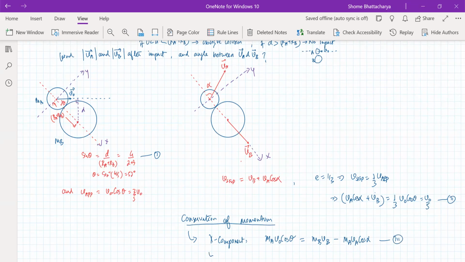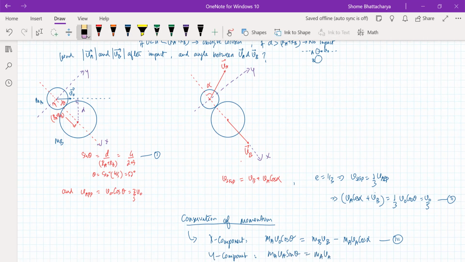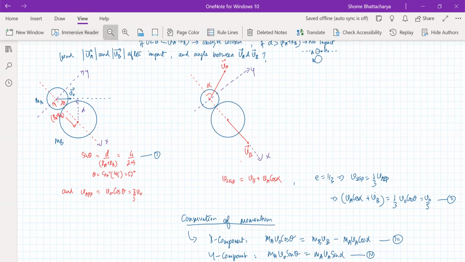Right? And along the y-axis, it will be a very simple equation because B is not involved along the y-axis. Only A is involved. What is A's initial momentum? It is MA V0 sin theta, and after impact also it is only A. After impact, it is MA VA sin alpha. So this is our fourth equation. Out of all these equations, the simplest one is the fourth one because it gives us a direct result.